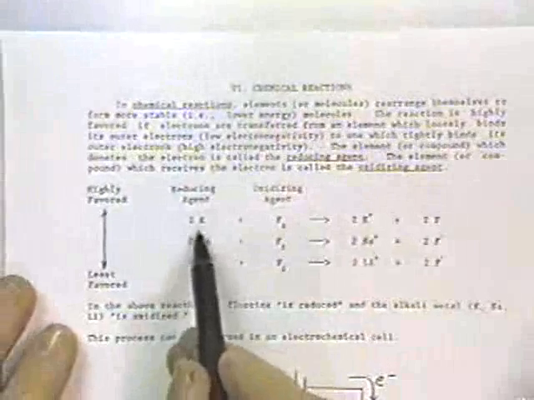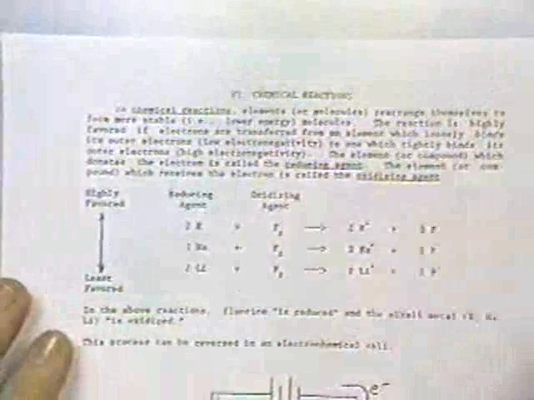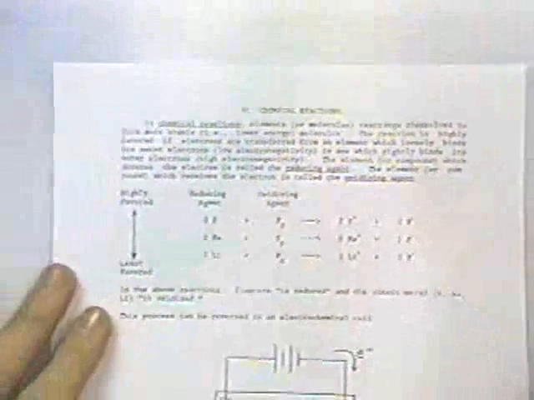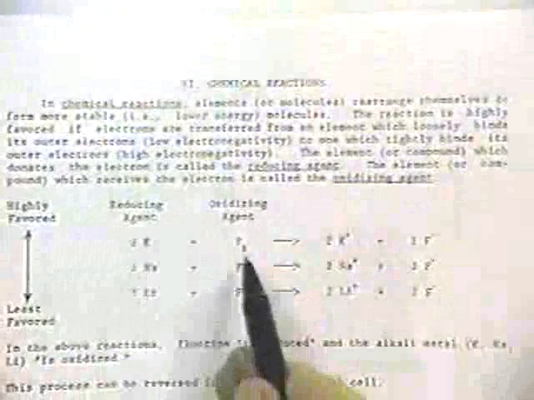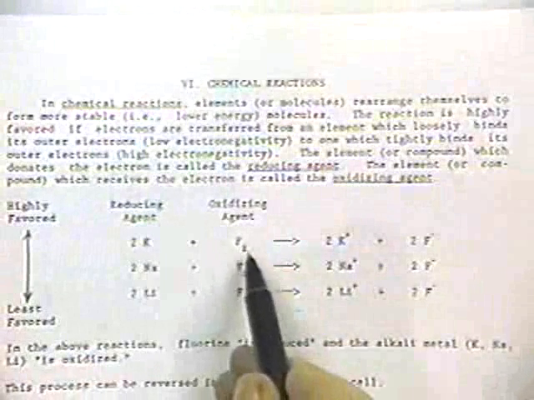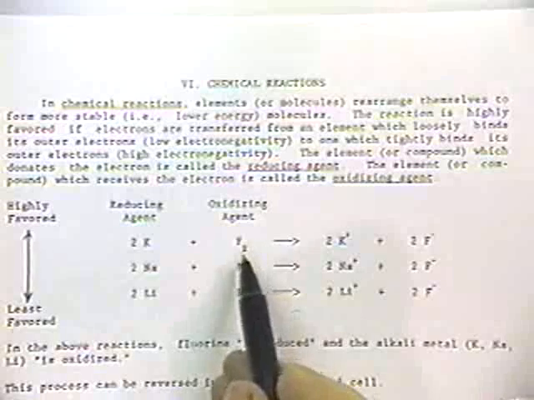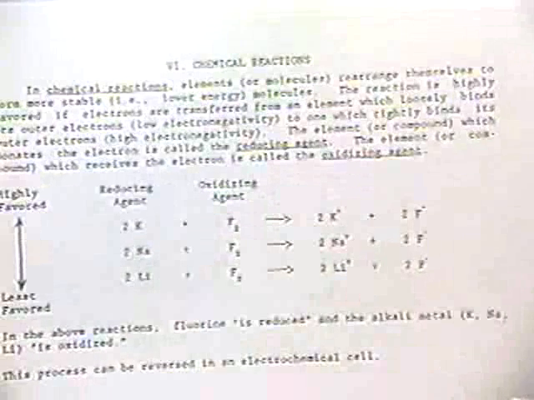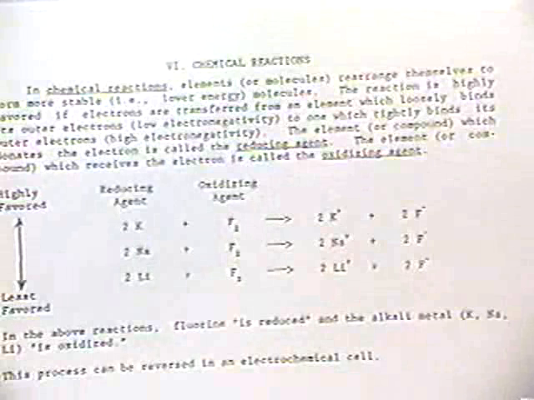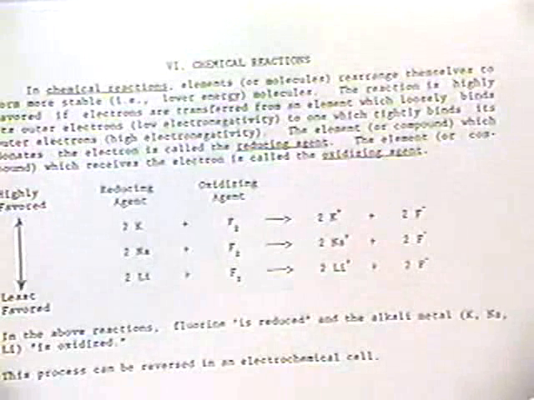Let's say, for example, I have elemental potassium, and I contact it with elemental fluorine. Recall from our earlier discussion, if I can find it.